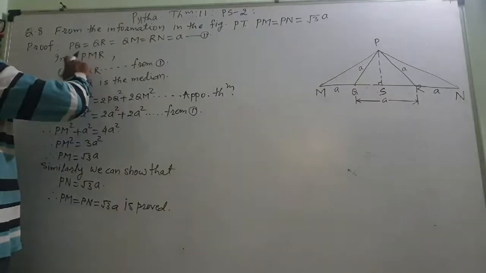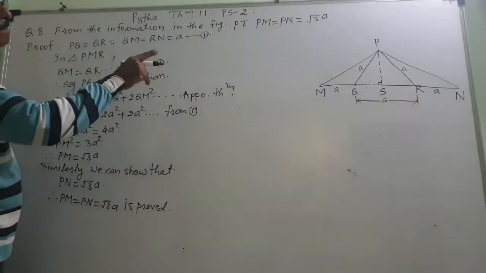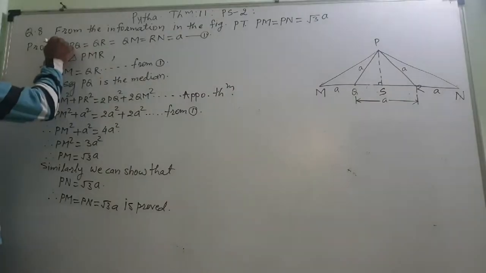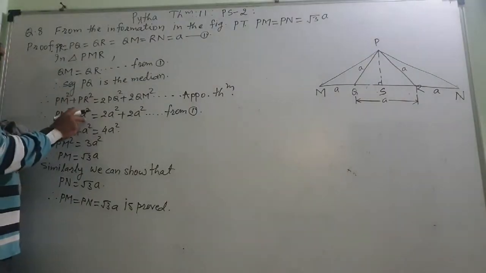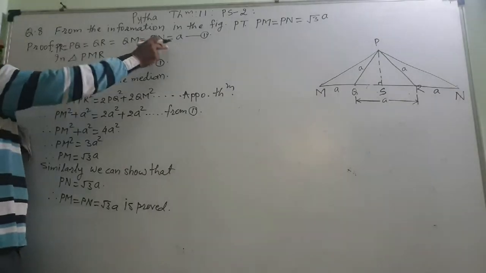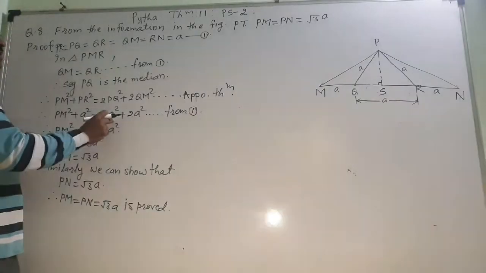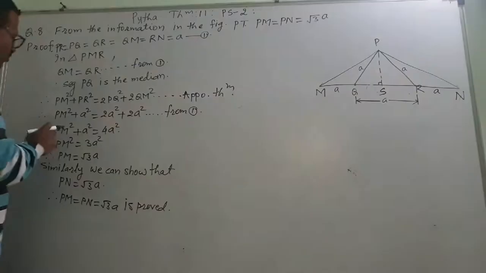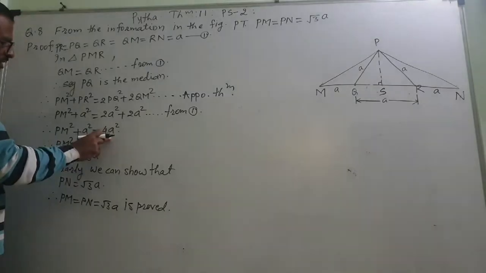Therefore, PM square plus PR square. How much is PR? PQ I have written; PR is remaining. All these are A. So here PR, I have written A square. PQ is also A, so PQ square means A square, these 2A square. QM is also A, so 2A square. So PM square plus A square equals 2A square plus 2A square, 4A square.